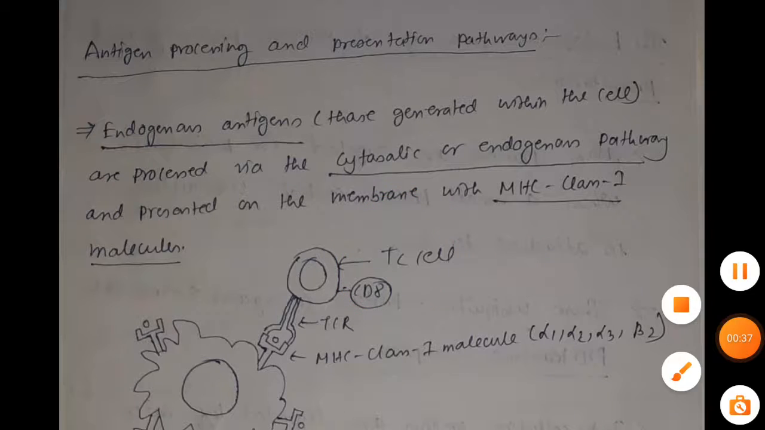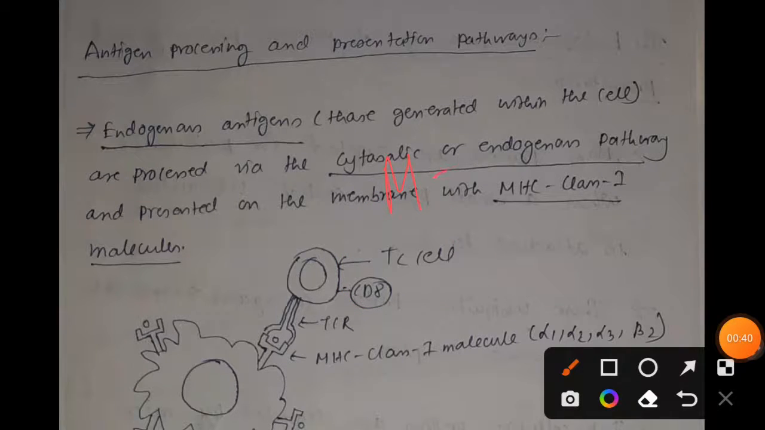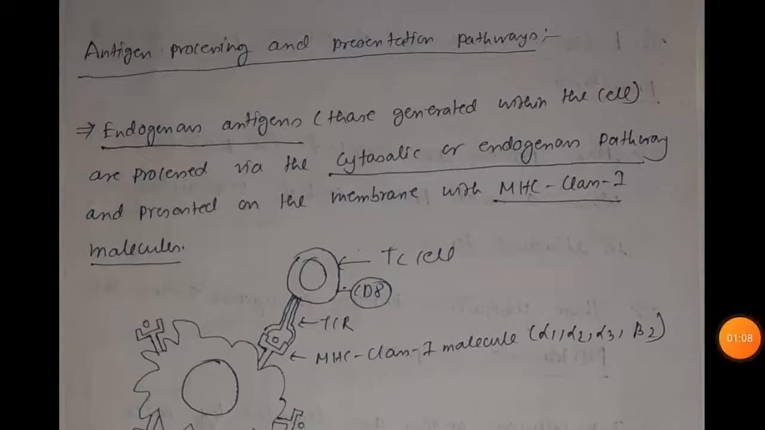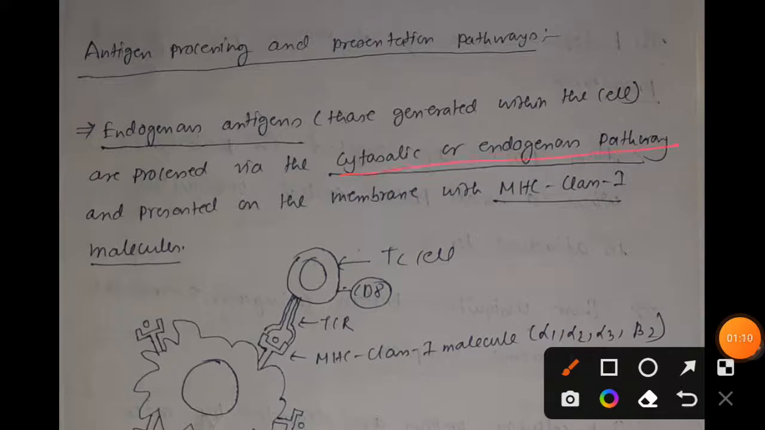In case of MHC class 1 molecule, it was an 8 to 10 amino acid long peptide, and in case of class 2 molecule, it was 13 to 15 amino acids. Today we are going to see how MHC class 1 molecule converts a big protein into a small peptide containing 8 to 10 amino acids. This process is known as the cytosolic or endogenous pathway.